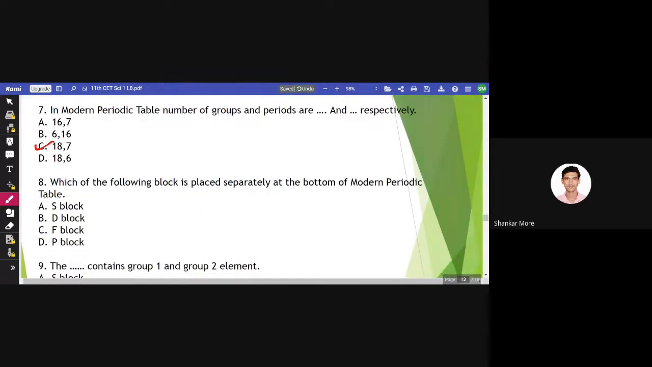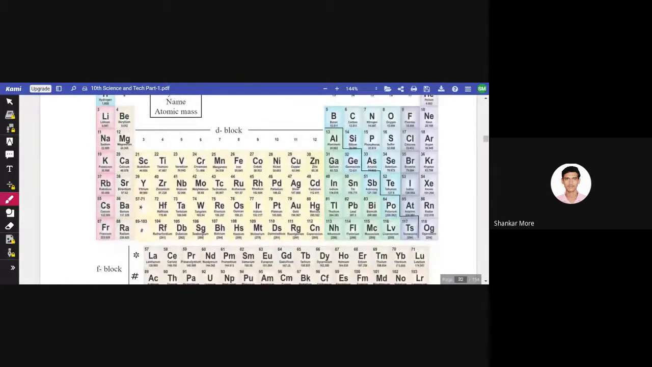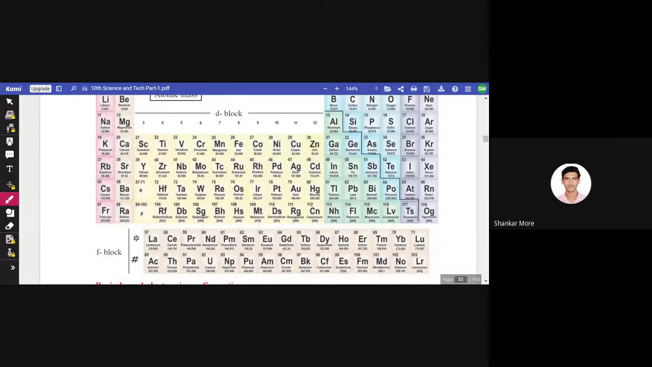Which of the following blocks is placed separately at the bottom of the modern periodic table? F block. Everyone knows the answer. Those who don't know, have a look once. So the question was which block is placed at the end of the modern periodic table. It can be clearly seen that the F block is at the bottom.